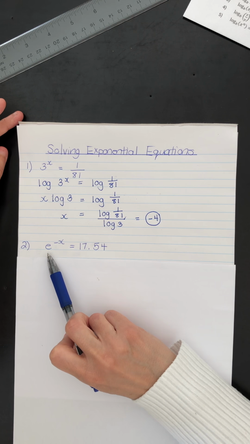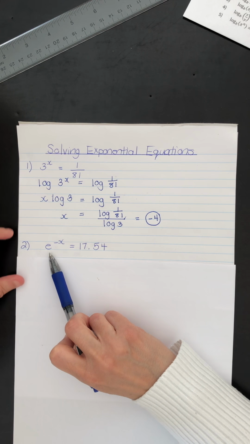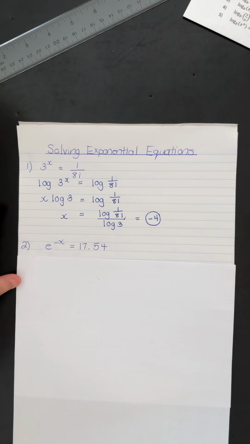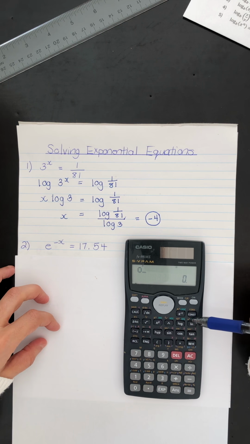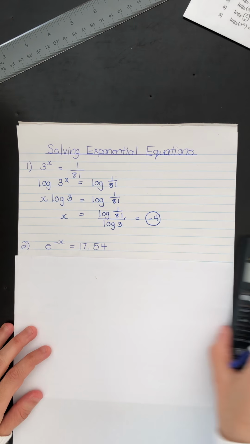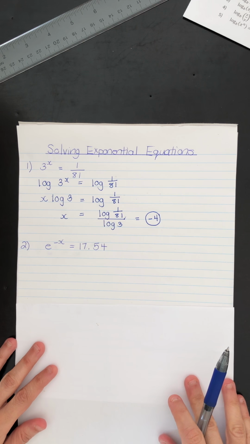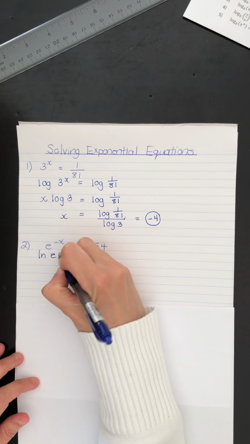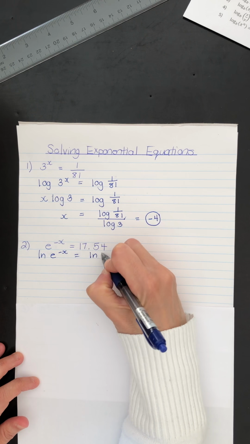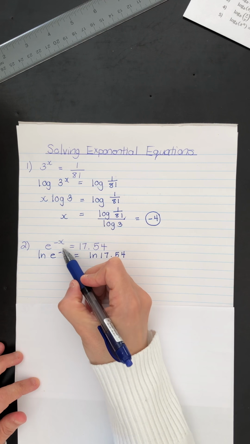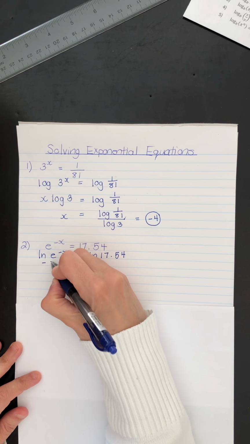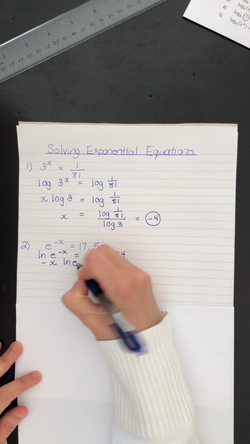Since we have a base of e here, it makes sense not to use log, which is the common logarithm of base 10, but rather to use ln. We know that e to the x and ln x are inverses of each other, so that's why we make this decision. So we'll have the ln of the left side is equal to the ln of the right side. That allows us to bring the exponent forward, so it is -x multiplied by the ln of e.